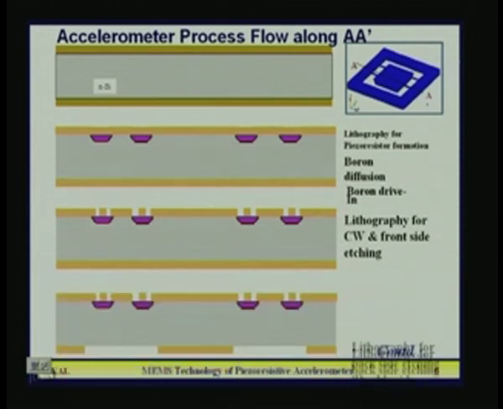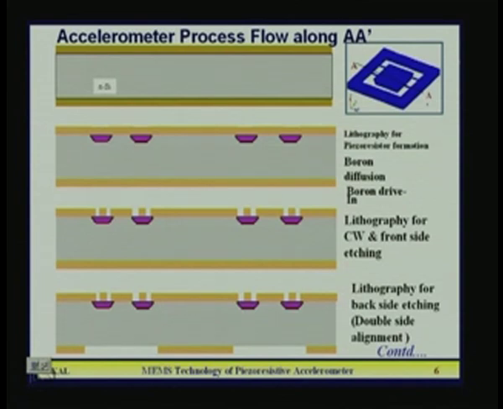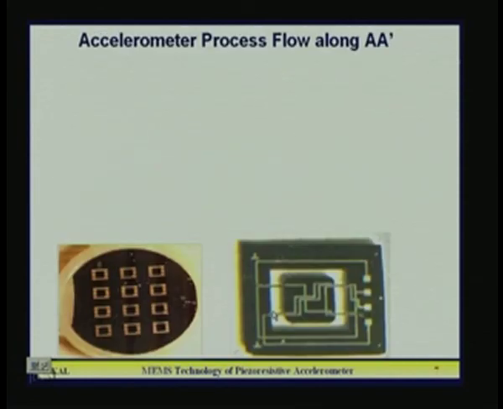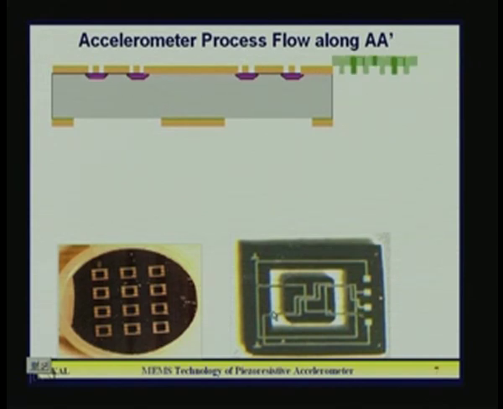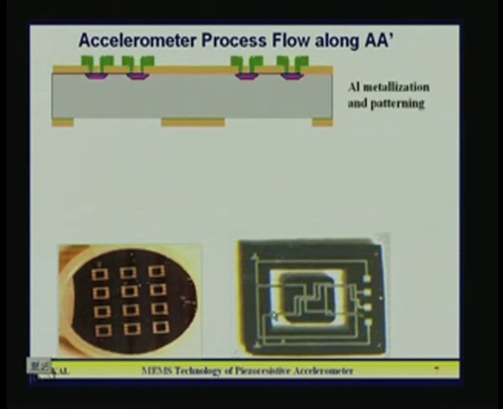Next we go for lithography for back side etching using double side alignment. Wherever the resistors are, you have to see those regions, because all the diagrams here are the cross section along A dash, shown on the right side of the middle sensor structure. The bottom side oxide is also removed. Then in the next step you go for aluminum metallization and patterning. The green layers are aluminum, shown along the cross section diagram.